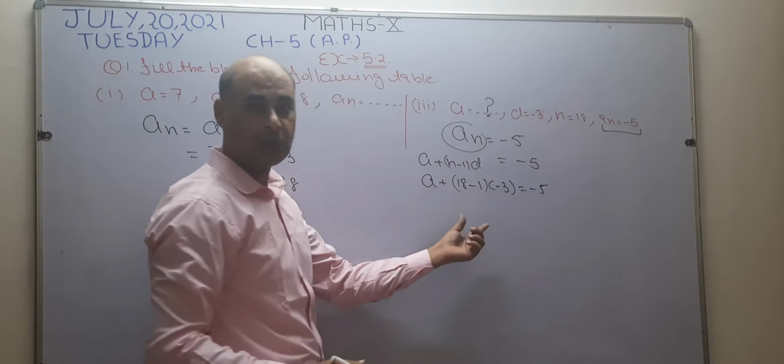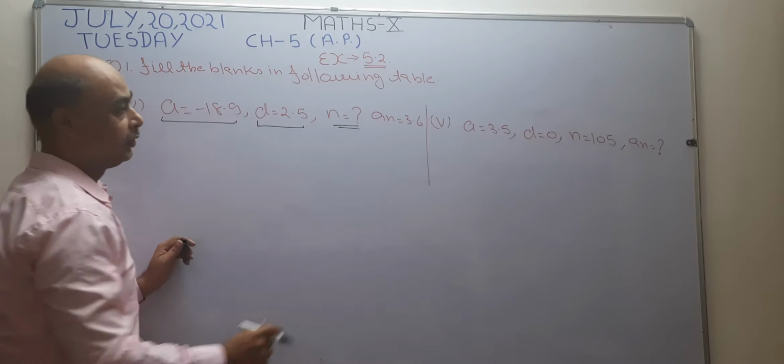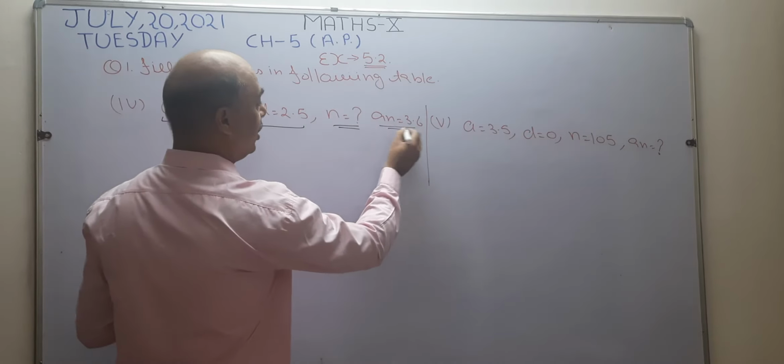Now we have to solve its fourth part. Question number 1, fourth part. See what is given. First term is given 18.9. Common difference is given 2.5. In this question we have to find the value of n. Now n term is given. So I want to start my question from n term. I write here a n equal to 3.6. This is the constant value. So this is going to remain same. Instead of a n, I want to write the formula a plus n minus 1 into d.